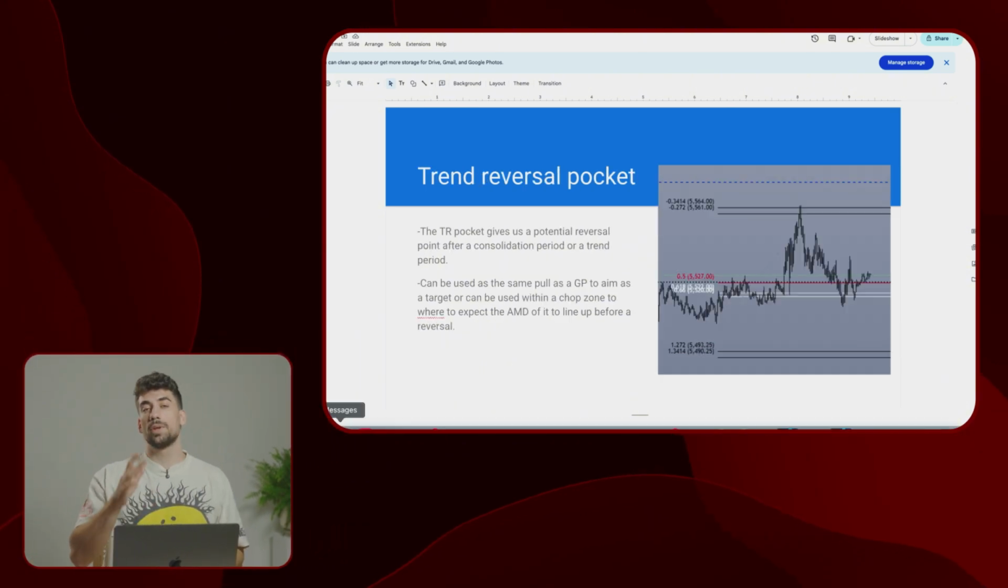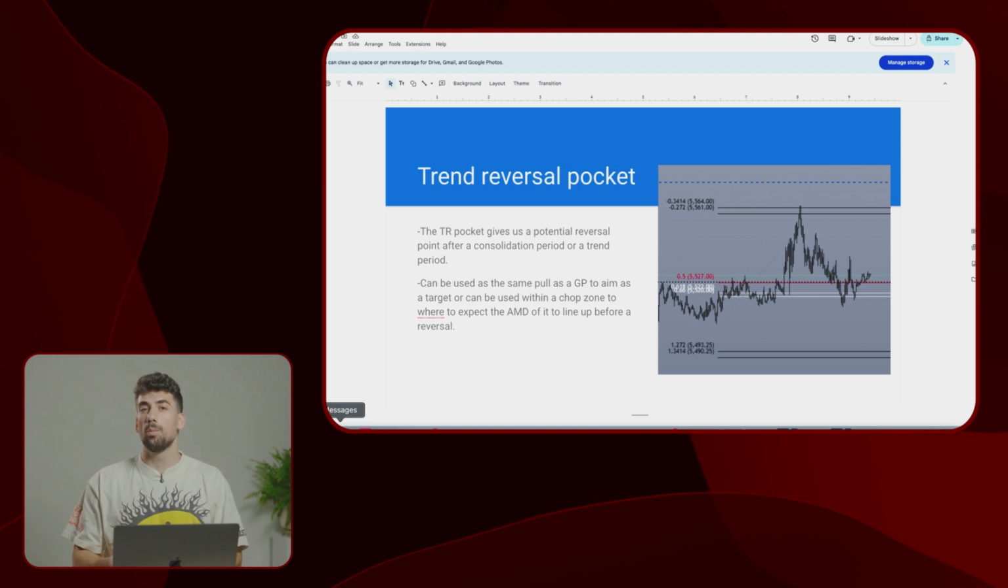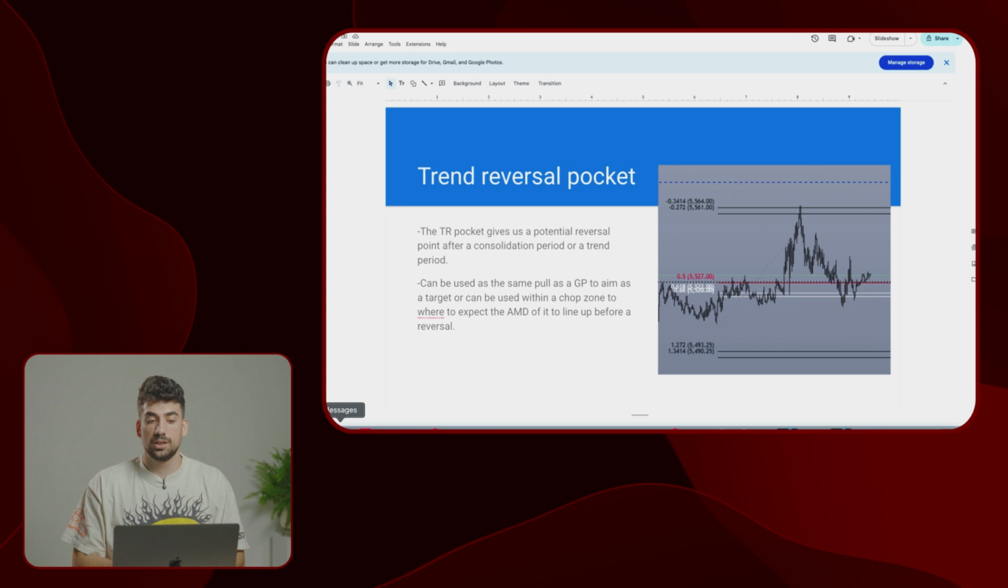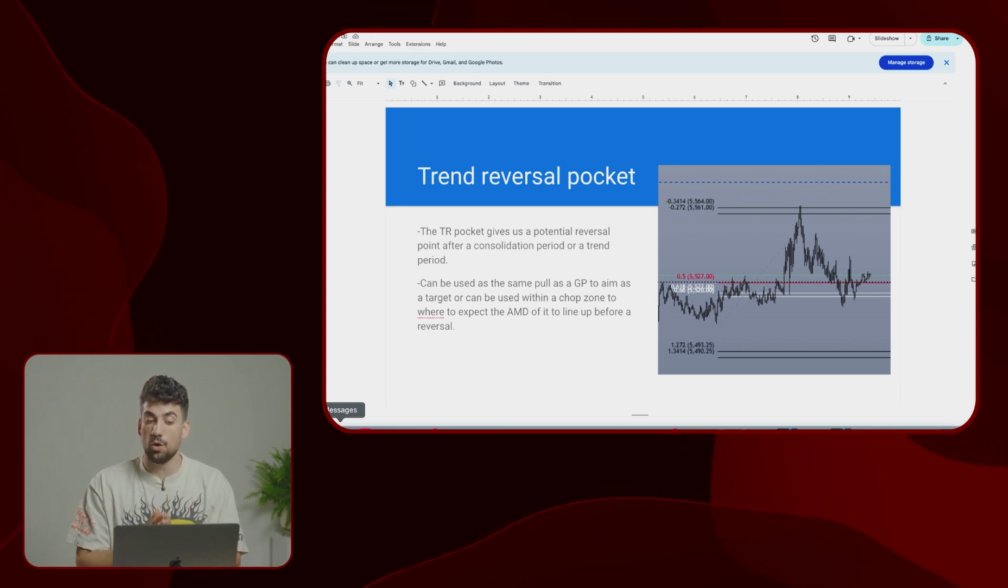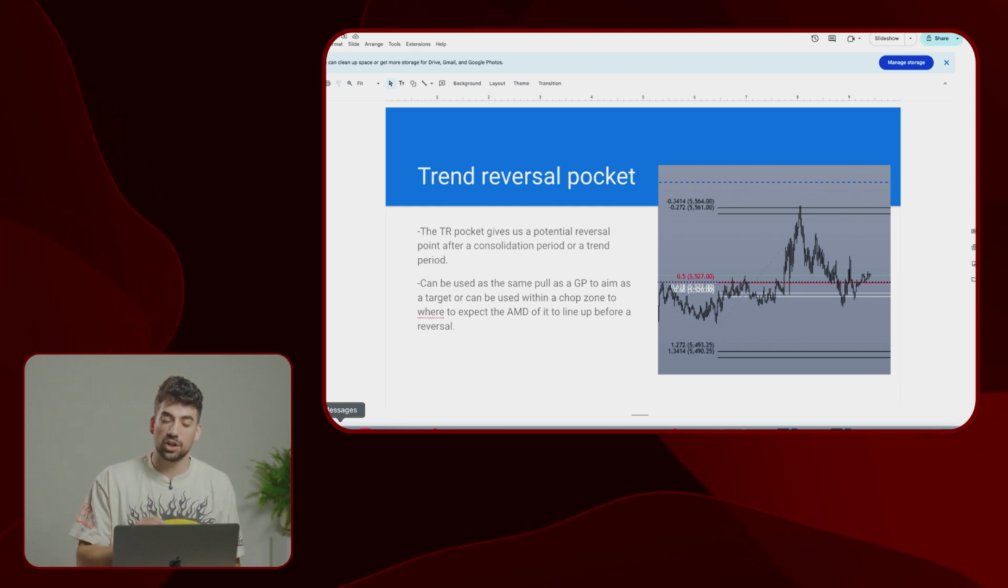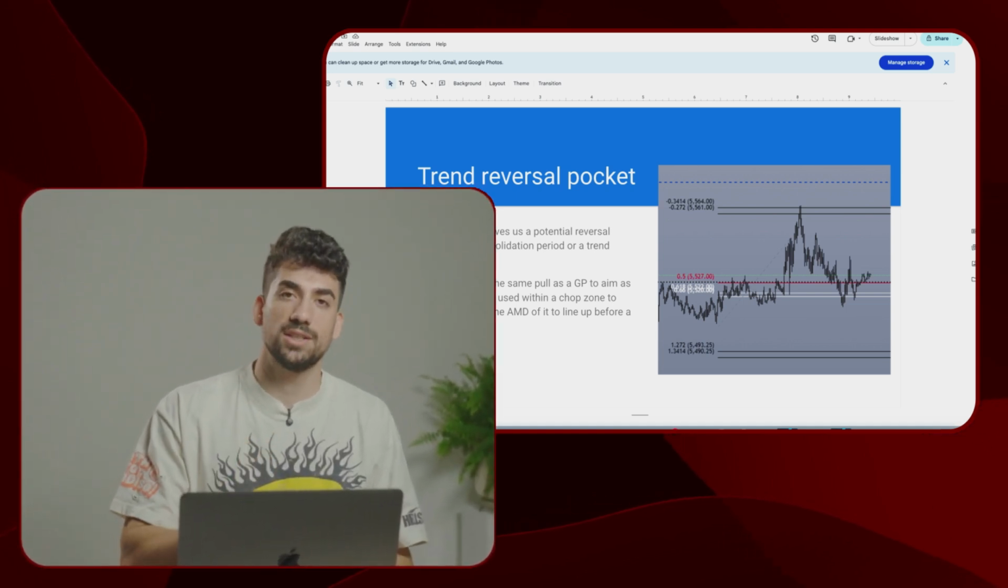Next up, let's talk about the TR pocket. This is the trend reversal pocket. It's something that almost no one uses, something that I invented myself. The TR pocket gives us a potential reversal point after a consolidation period of a trend. It can be used the same way as a golden pocket to aim for a target, or it can be used within a chop zone to see where to expect an AMD to line up before a reversal. Those are the two key ways I'm using the trend reversal.